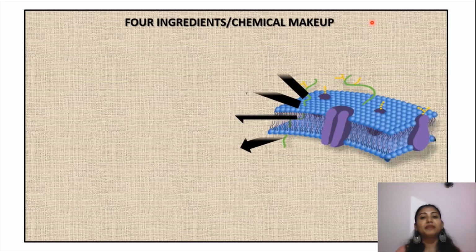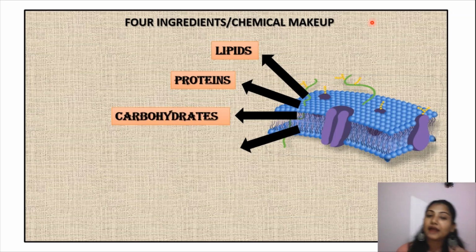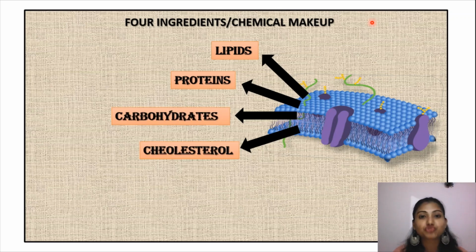So, the cell membrane is made up of lipids, proteins, carbohydrates, and cholesterol. As we can see, the cell membrane itself is made up of these very important molecules. These lifeless molecules actually make a cell membrane, which is a part of a living cell. And therefore, when we study biomolecules, we have to study carbohydrates, proteins, and lipids in detail.